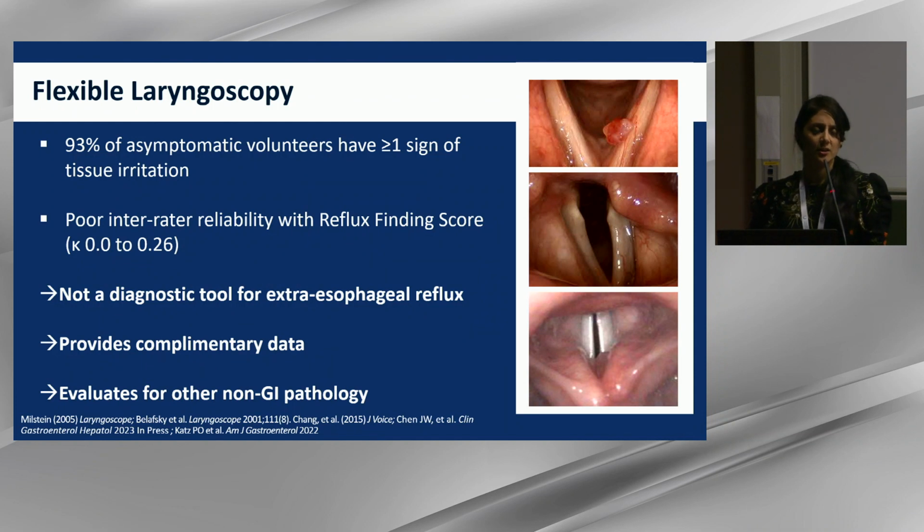Peter Belafsky and his group developed the reflux finding score to objectively score findings on laryngoscopy. But if you give the same video to 3 different laryngologists, they will score it very differently. So the inter-rater reliability is poor. And Peter Belafsky himself will say the findings that you see on laryngoscopy are just signs of irritation. They are not specific for actually acid reflux. But with that said, I do send all of my patients to get a laryngoscopy because oftentimes our ENTs will detect a mass on the vocal cords or a paresis or something that needs to be treated by the ENT or the speech-language pathologist, but it's not a diagnostic tool for LPR.